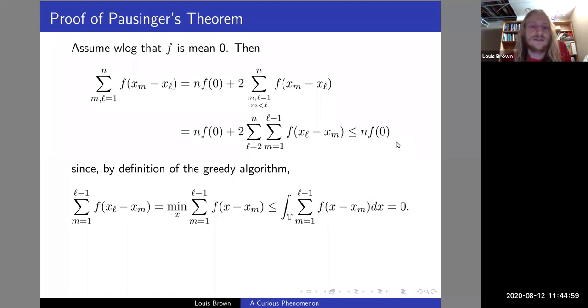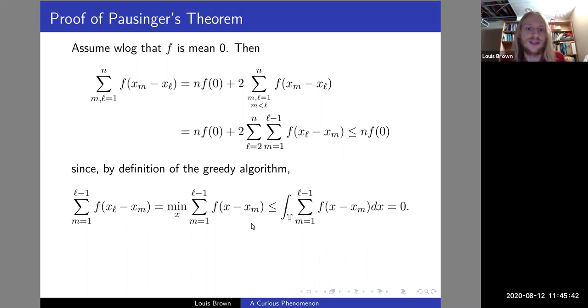So why is that? Well, by definition of the greedy algorithm, this sum is going to be the minimum over all x of the sum from m equals 1 to l minus 1 of f of x minus xm, right? We chose the point xl specifically to be the point that minimizes this expression. And in particular, the minimum of this function is going to be less than the average. And since we know that f is mean 0, all of the shifts of f will be mean 0. And so this sum of shifts of f is also going to be mean 0. So the average is 0, and the minimum has to be less than that. So we know the minimum is negative.